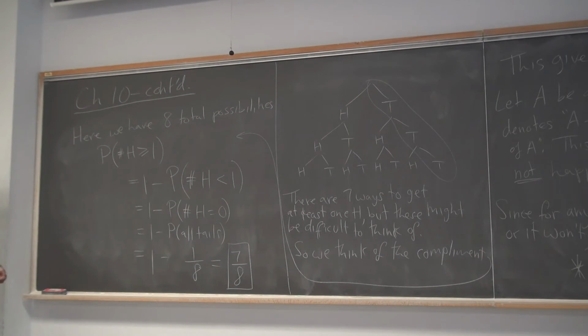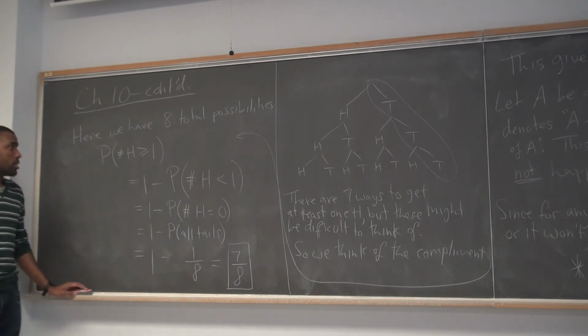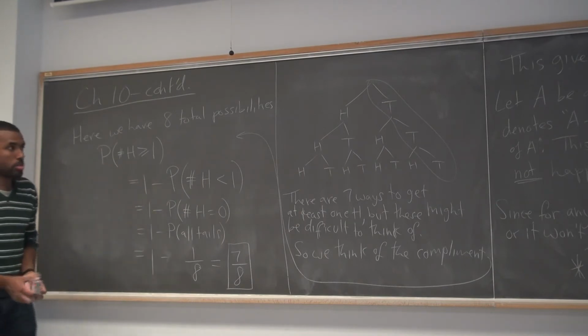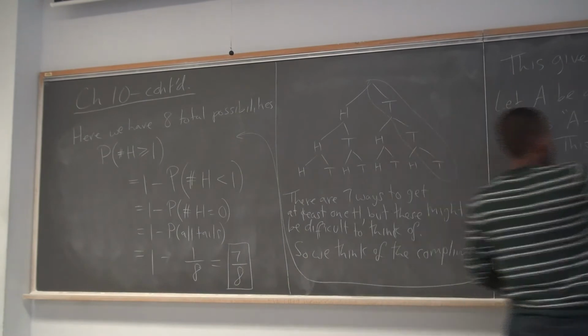So sometimes counting the number of ways for what you want not to happen is actually easier than counting the ways for what you want to happen. And whenever that situation arises, you can use the rule of complements. You can think of the complement probability. The probability of what you want is 1 minus the probability of what you don't want. That's probably a good way to think about it. I should write that down.